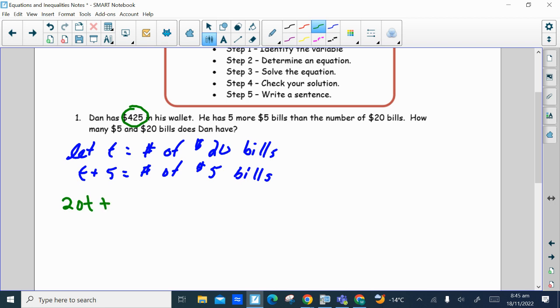Plus, if we wanted to get the value of all the $5 bills, we would take the number of $5 bills, which is T plus 5, and multiply that by $5, because each of those bills is worth $5. And when you work this out, you're going to get the total amount of money in Dan's wallet, which is $425. That's our equation.